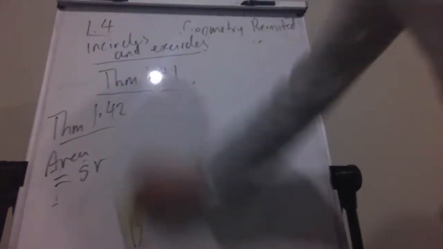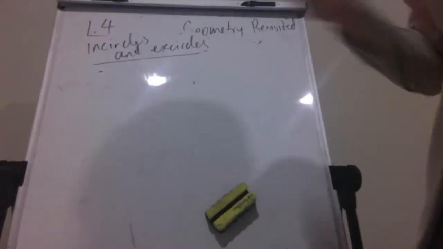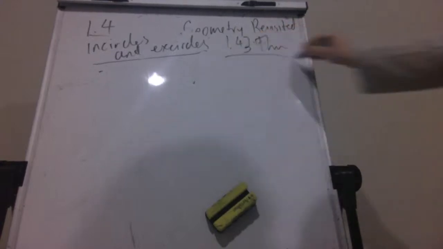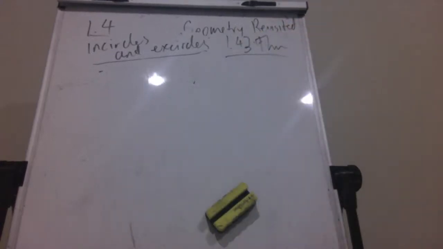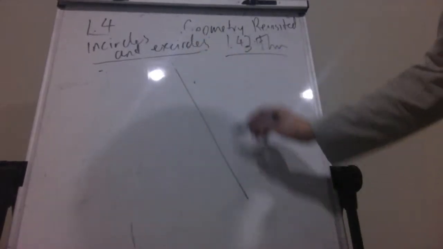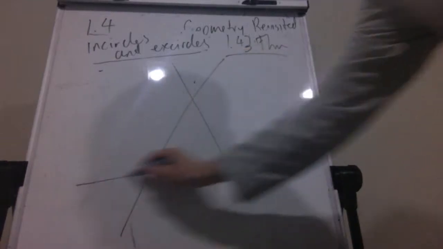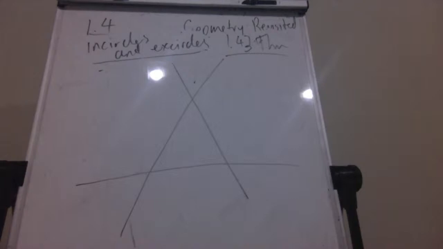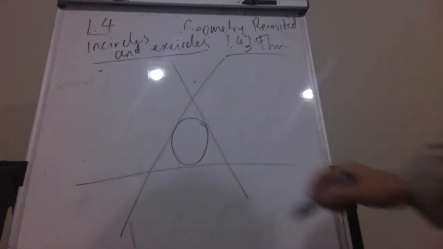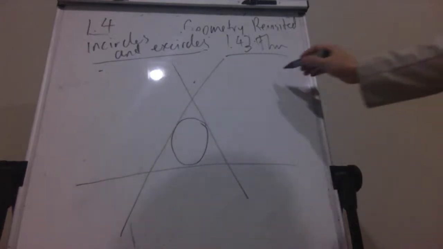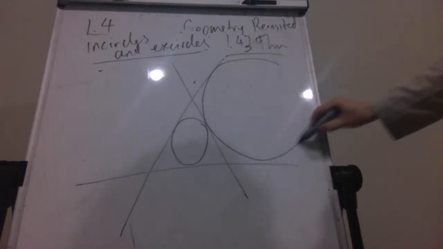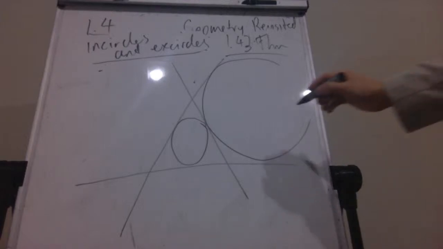Okay, so excircles. There's kind of a nice thing with excircles. So this is theorem 1.43. There's a nice diagram here. It's kind of cool. You draw a triangle, but you extend the sides. There's a circle here called the incircle, and then there's a circle that's tangent to these lines, like that. And that's called an excircle.